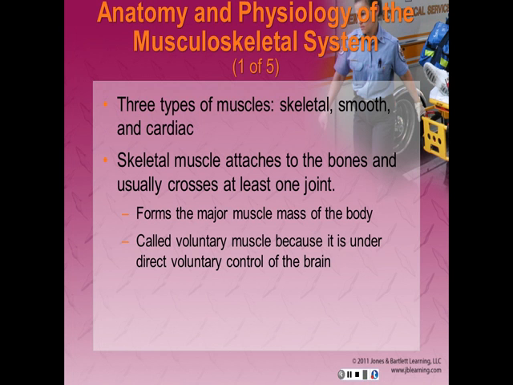It is important that you do not focus solely on a musculoskeletal injury without first determining that no life-threatening injuries exist. The muscular system includes three types of muscles: skeletal, smooth, and cardiac. Skeletal muscle is also called striated muscle because of its characteristic stripes. It attaches to the bones and usually crosses at least one joint.